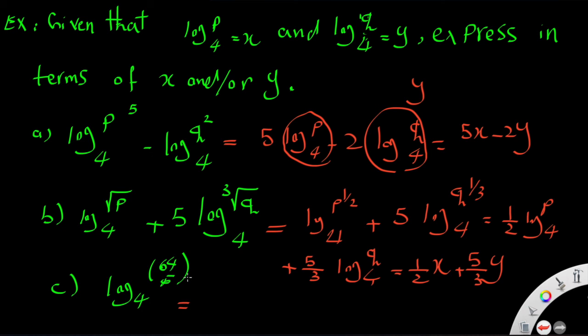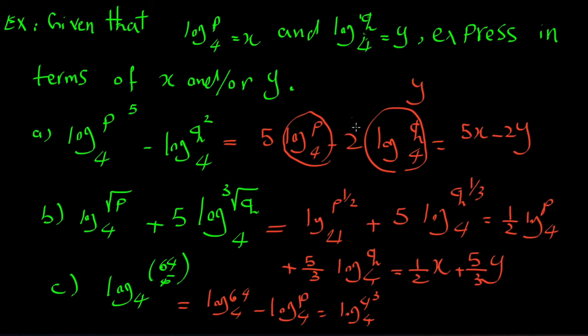Now for the last one, I first convert division to subtraction. It will be log of 64 to the base 4 minus log of p to the base 4. 64 can be written as 4 to the power of 3, minus log of p to the base 4. Now I bring the power outside the logarithm, it will be 3 log of 4 to the base 4. Log of 4 to the base 4 is 1, so it will be 3 minus x overall.